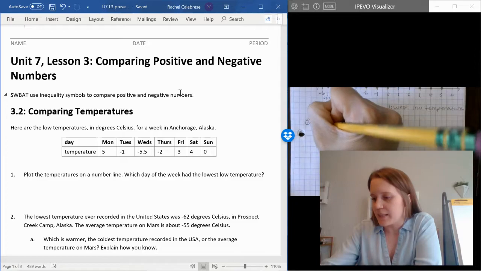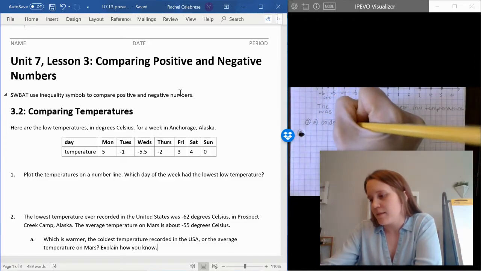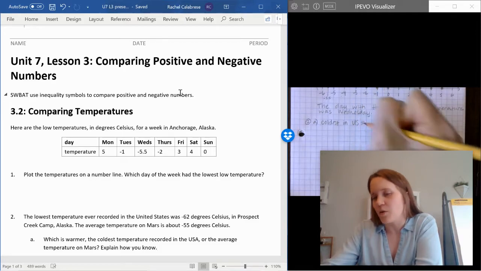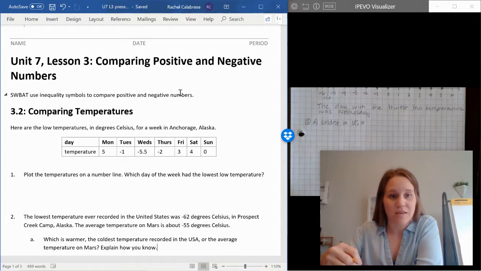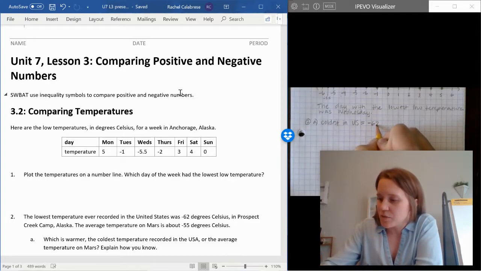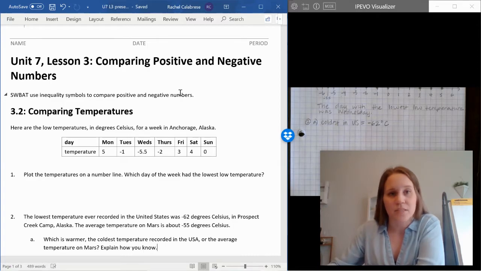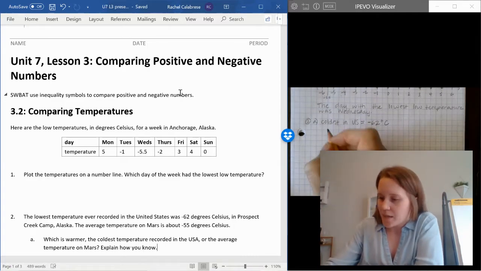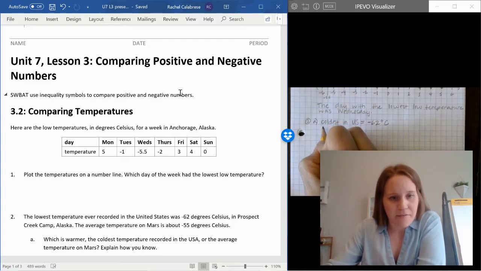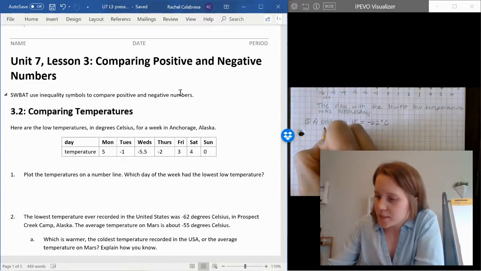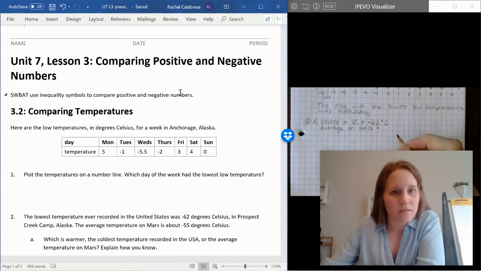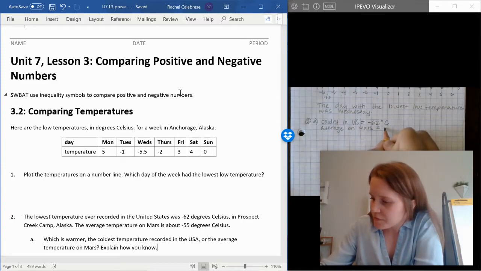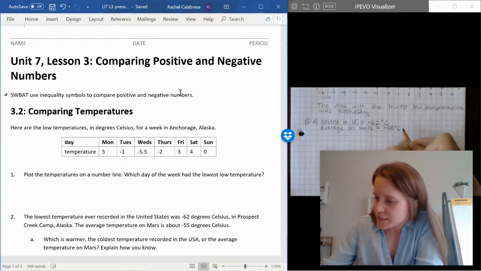So I'm going to go ahead and label coldest in US equals. I'm just summarizing what's in the question. The coldest temperature in the US is negative 62 degrees, and then I just put a capital C for Celsius. And then the other temperature I have is the average temperature on Mars. So I'm going to write average on Mars equals negative 55 degrees Celsius.